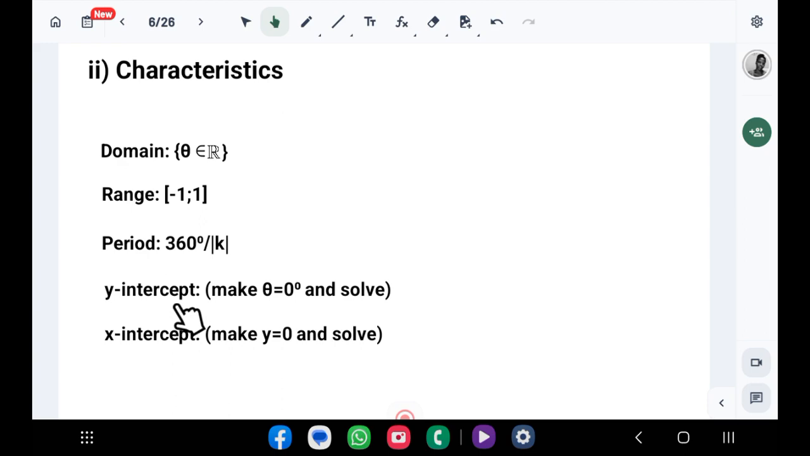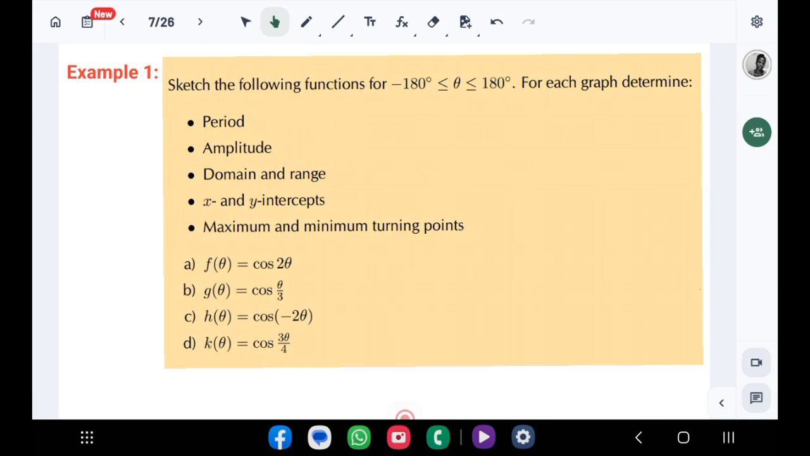To find your y-intercept, you make theta 0 in this case, or x 0 in general, and then solve. To find your x-intercepts, you make y 0 and then solve. Now let's look at an example to help illustrate what we've just learned.